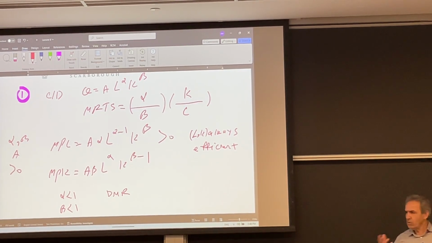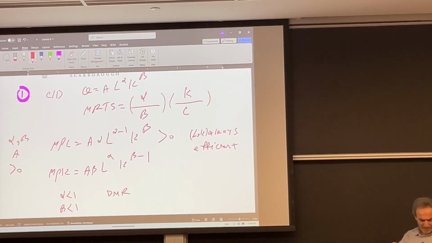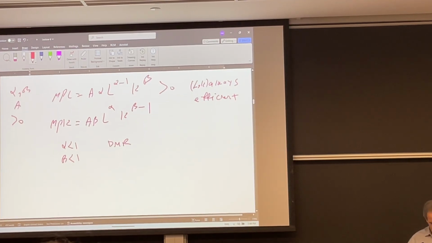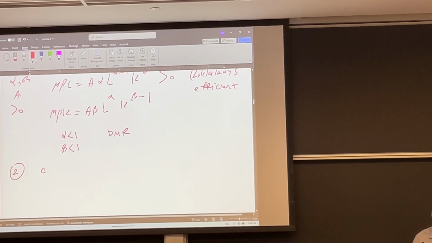That's the condition. If you use Cobb-Douglas, you don't have to worry about efficiency. Inputs are always efficient. But to get DMR, alpha and beta both have to be less than 1. Otherwise, the second derivative becomes positive, and then more labor produces even more than the one before. Make sense? Okay. That's the reason when you see us using Cobb-Douglas, we always make sure the power is less than 1. Alpha and beta less than 1. Otherwise, DMR is not going to hold. Make sense? Okay. The second function we use is CES, which is this one.